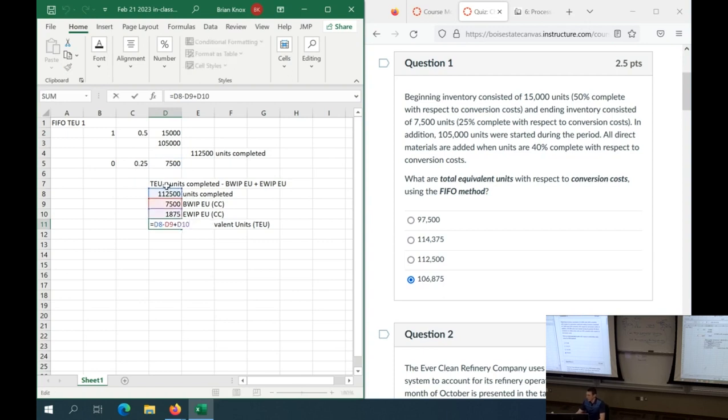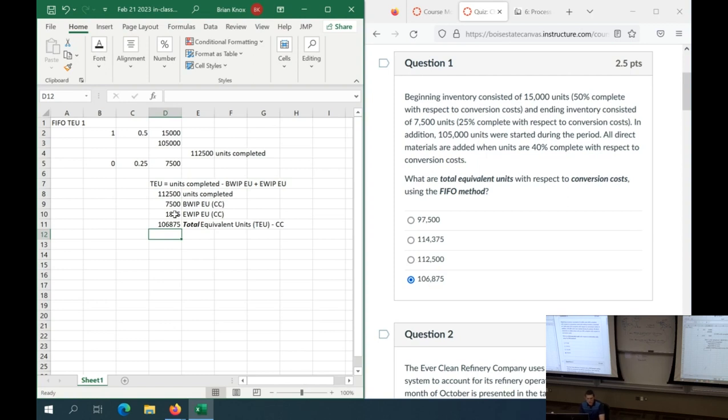And then I just carried out the equation I wrote in this cell here. I took units completed minus beginning WIP equivalent units plus ending WIP equivalent units, and that is our total equivalent units with respect to conversion costs. I bolded and italicized total there. So the total here represents the total units worked on this period. That's what we want to know.